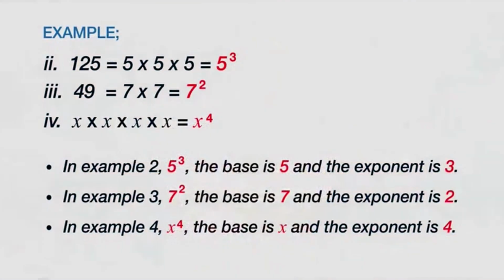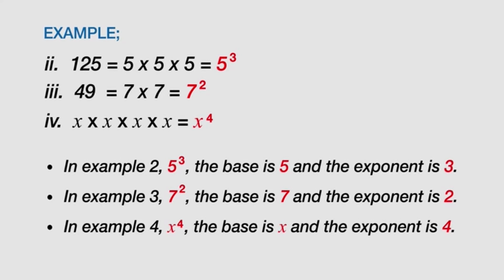Can you find the exponent and the base from the following examples? Examples 2, 3, and 4 that we mentioned earlier. Very good. Now you will see that in example 2, 5 to exponent 3, the base is 5 and the exponent is 3. In example 3, we had 7 to the index of 2, and the base is 7, the exponent is 2. In example 4, x to the exponent 4, the base is x and the exponent is 4.